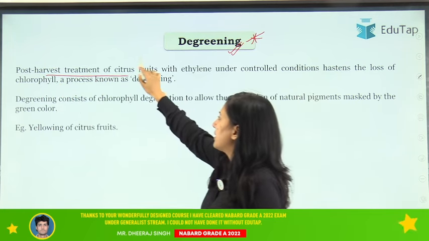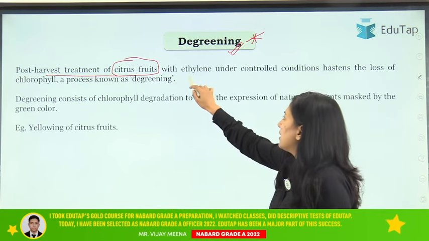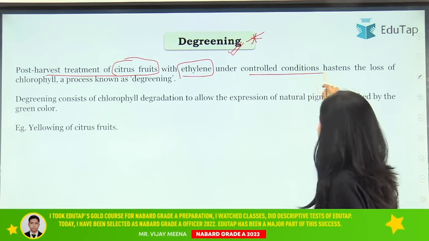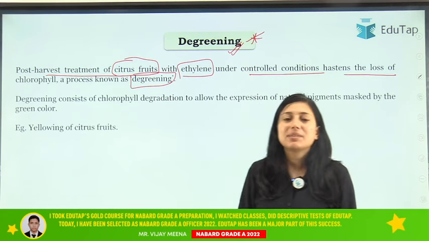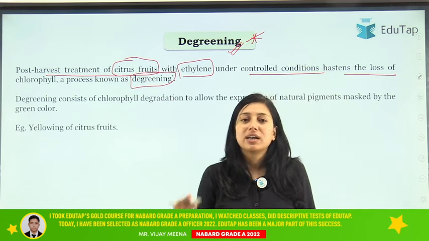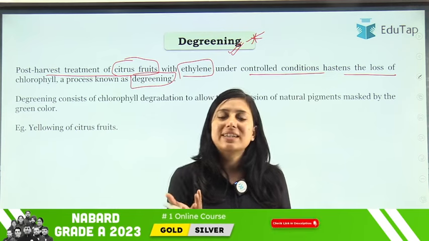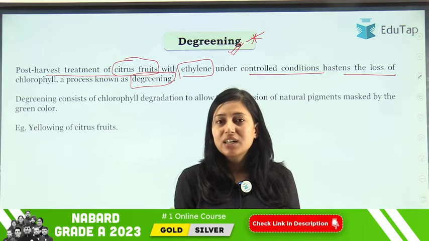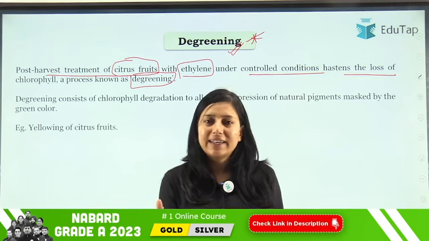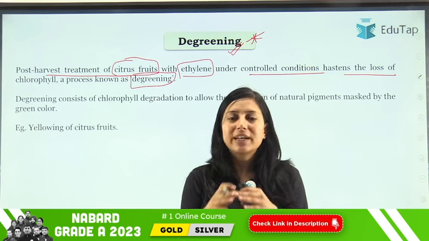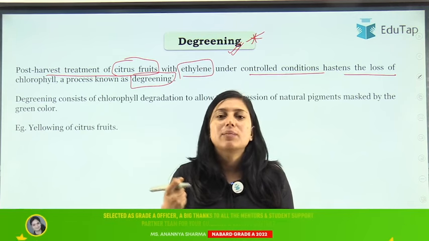First of all, you must remember it is the post-harvest treatment of citrus fruit with ethylene, under controlled conditions, to hasten the loss of chlorophyll. That is degreening. As the name suggests, degreening means we have to remove the green color of the produce. In citrus, the fruit is green in color. So what we are doing is using ethylene, that is a ripening hormone, right? We keep our citrus produce in a controlled environment so that the degreening process can be hastened.